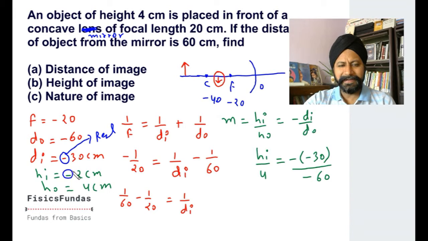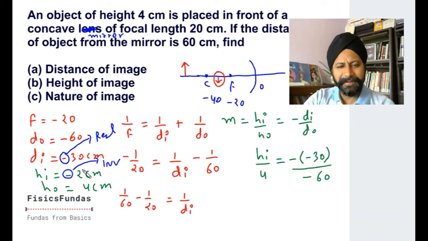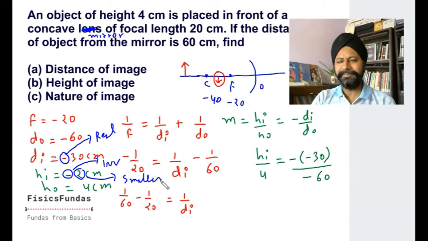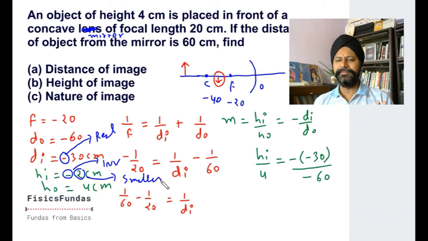This negative sign tells me the image is inverted because the height is negative. Now this number tells me that the image is smaller. You see what I'm trying to say? So look at these numbers and signs. You should be able to see everything, and then you can cross check with the image that you already formed.